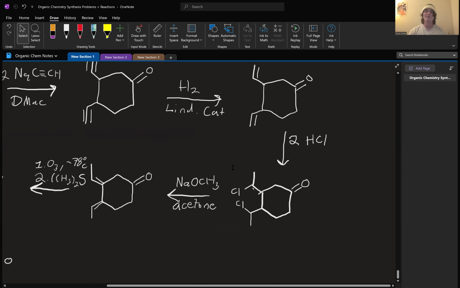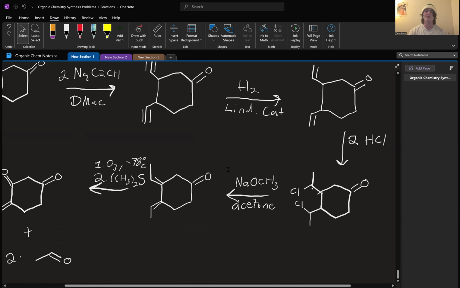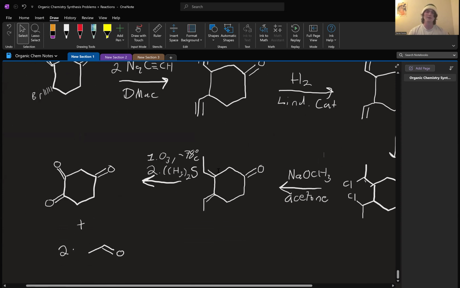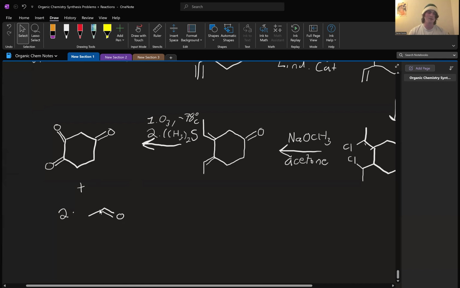And then we can do an elimination here in Zaitsev fashion in a polar aprotic solvent to get the alkene here, and then we can ozonolyze it to remove the double bond here and make that double bond a carbonyl. So that's one way of going about it, and you also get these two byproducts down here.